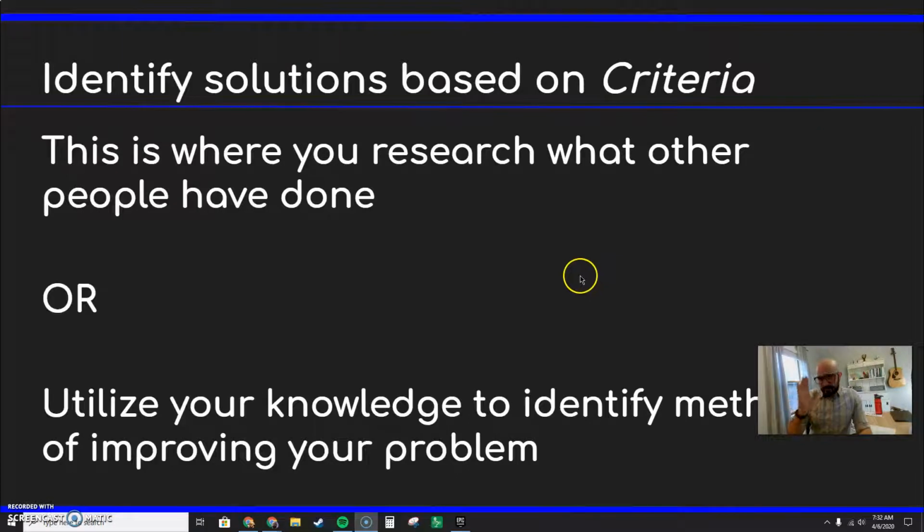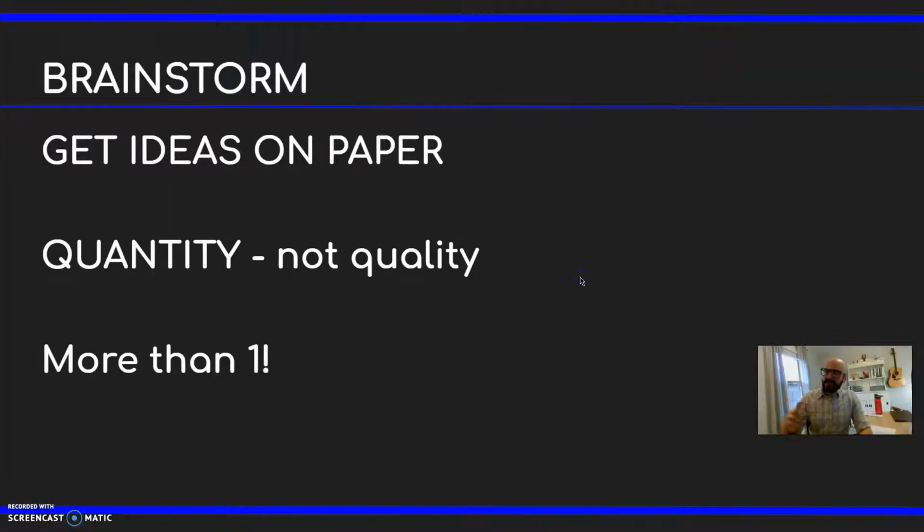So once you've identified some possible methods of going about this, or you've brainstormed it yourself, that's where you actually get to the brainstorming phase. This is part 2 of the sketch phase. This is where you're going to get your ideas on paper. One major aspect of this: quantity, not quality.